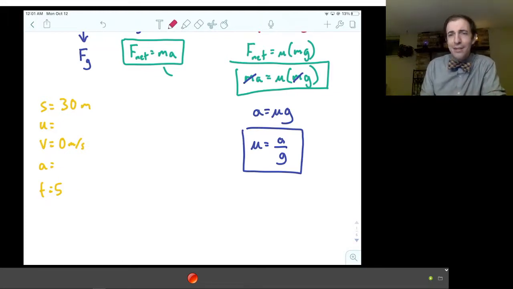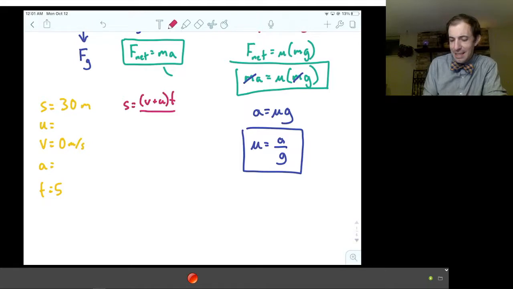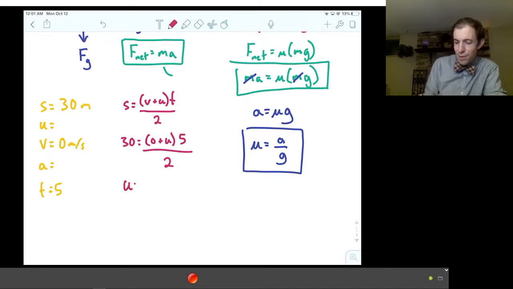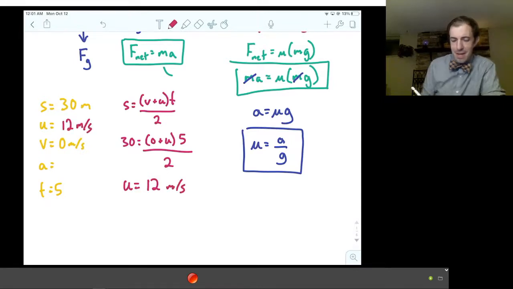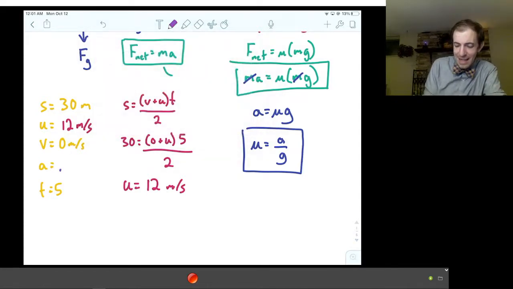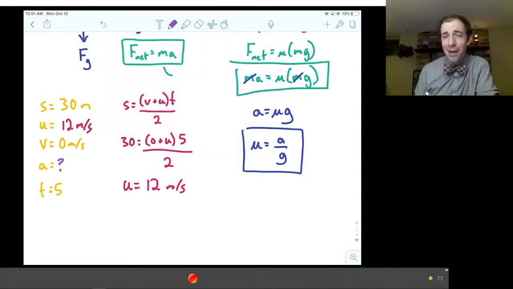So our equation to find u, in this case, is going to be s is equal to v plus u times t divided by 2. Plugging in what I know, I've got 30 is equal to 0 plus u times 5 divided by 2. 30 times 2 is 60 divided by 5 gives me u is equal to 12 meters per second. Now I have everything except for the acceleration, so I can find this acceleration using any equation that I want.